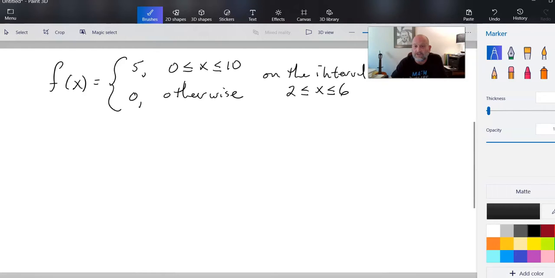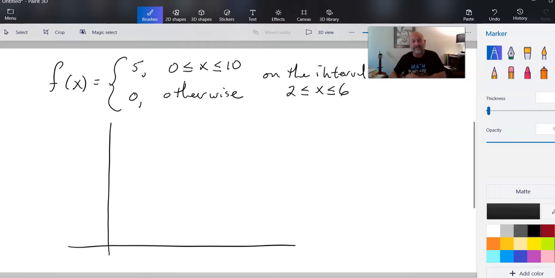What you need to do to start out with is graph the piecewise function. We'll do a sketch of that. It doesn't have to be perfect. It just has to have enough so that you can see the relationships. So I know this function is from 0 to 10, and it's equal to 5 from 0 to 10. So it's a constant function. It's the same as the graph of y equals 5, but from 0 to 10. So this is my function.